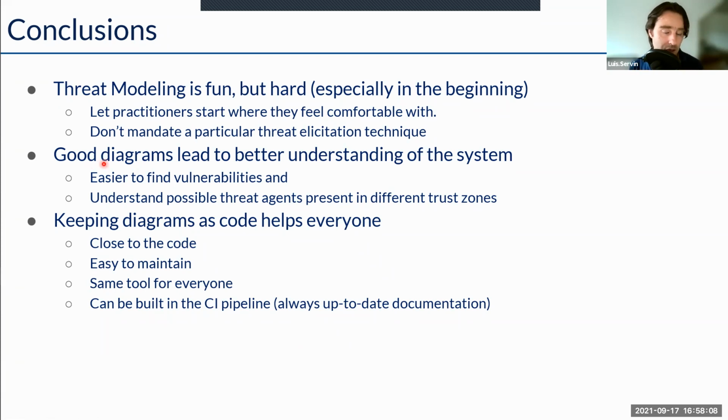Good diagrams lead to better understanding of the system. It's easier to find vulnerabilities, and it's easier to understand possible threat agents present in different trust zones that might be able to attack different systems or subsystems within your complex system. If you can maintain diagrams as code, that helps everyone. You keep them close to the code. They are easy to maintain. Everyone is using the same tool. Developers don't have to leave the IDE, so there's no excuse for not doing it. And the diagrams can be built in the pipeline, so your documentation is always up to date.